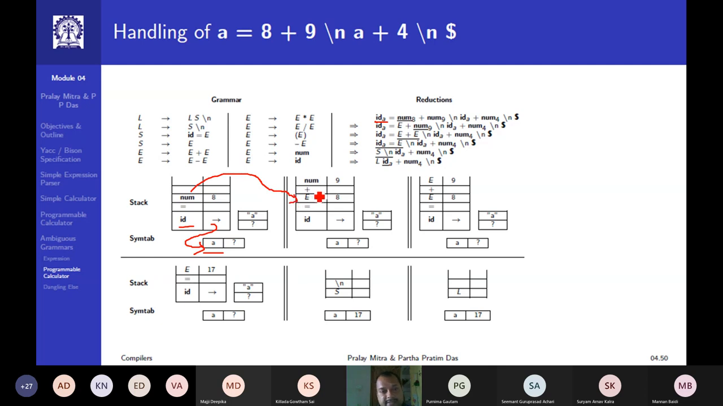Next, that num will be reduced to E here. Then shift addition is inserted. Then num, it is 9, num for 9. Then this num will again change to E. Now you see E plus E, and that will be evaluated to E. Its value is 17 now. Now ID equals E. With that, 17 will be assigned here, and 17 is assigned here.